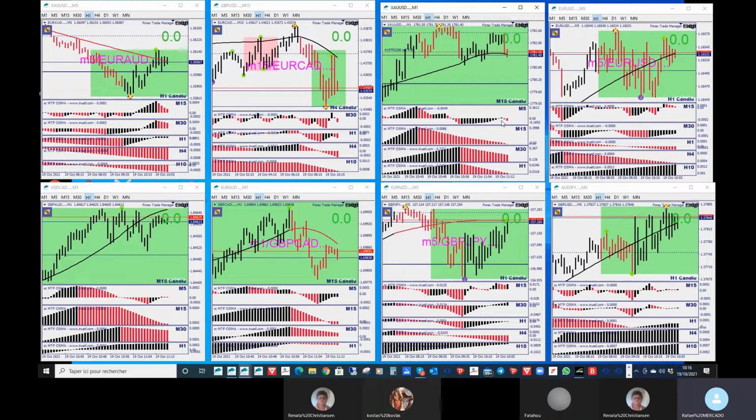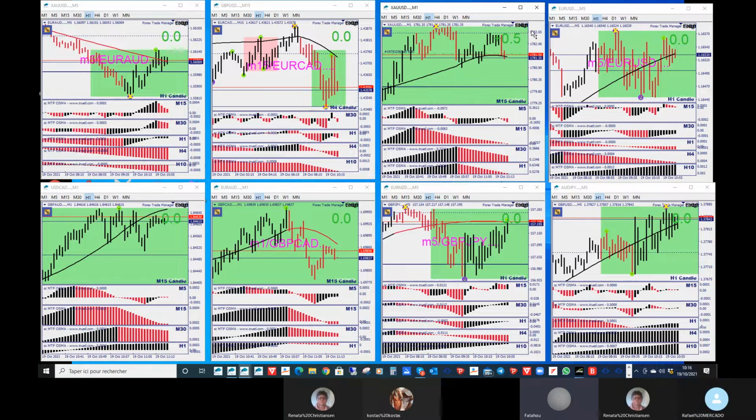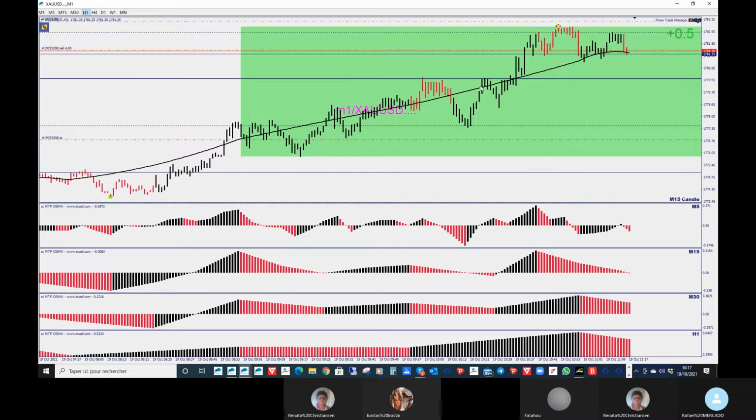I didn't get the point. Sorry, I mean the 1 minute is showing short for a few pips. Even the moving average is crossing that moving average. Yes. So if you're just going to go for a few pips, then you have a trade.